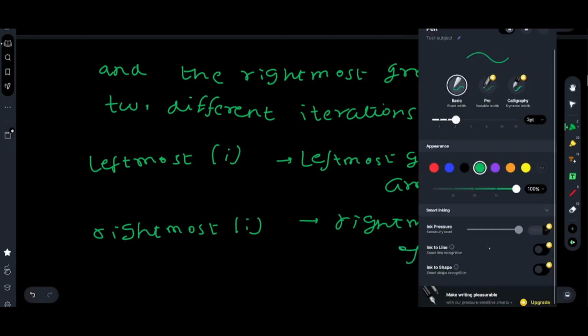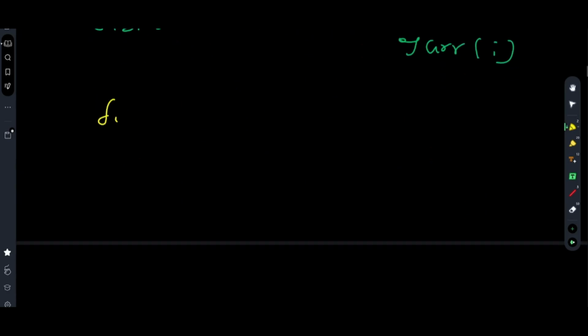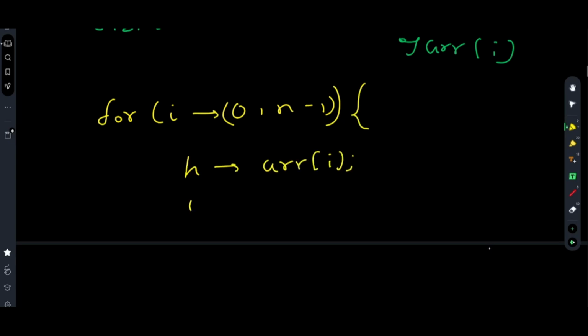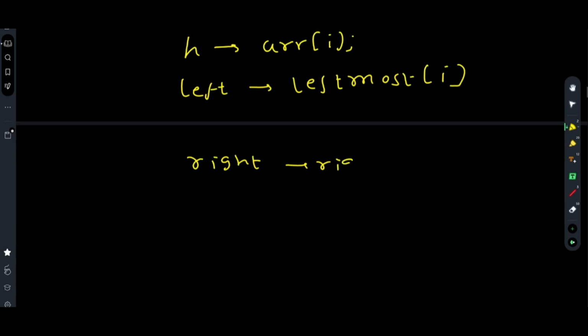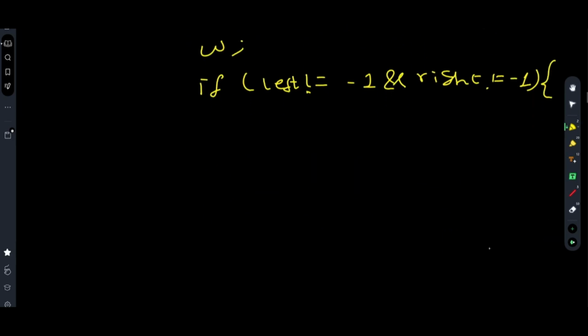Then your entire code will simply become: for i belongs to 0 to n minus 1, height will be arr of i, left will be leftmost of i, right will be rightmost of i. You will define a weight here. If left not equal to minus 1 and, if you follow the algorithm, you will find that I had initialized these with minus 1, right not equal to minus 1, then what will you do? You will say simply weight equals right minus left.